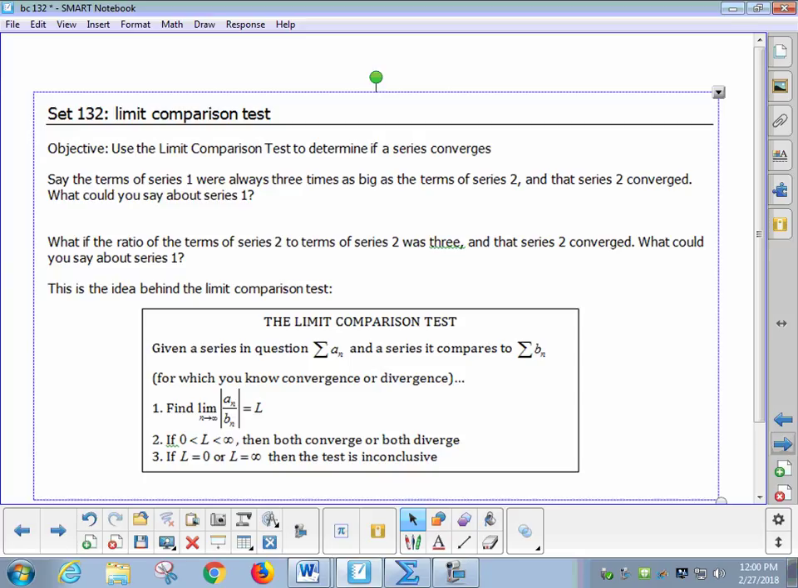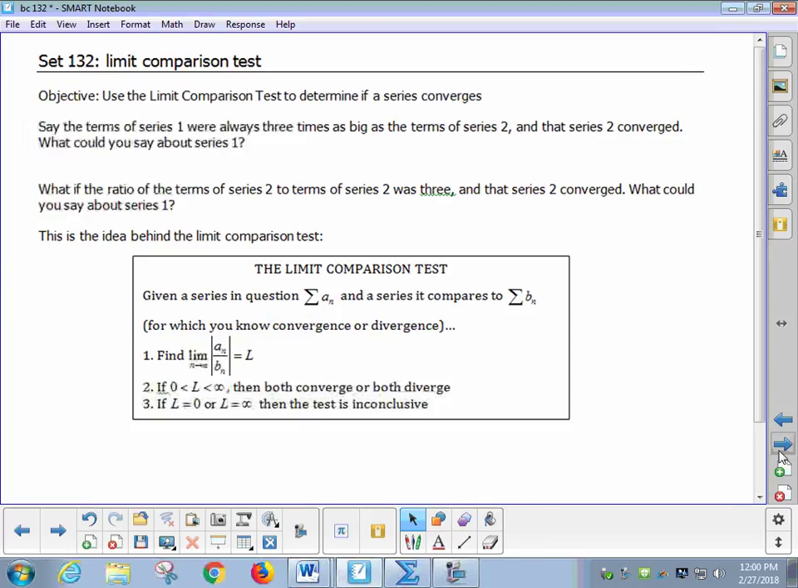Why does that refuse to be on? Okay, here we go. The thought process behind it, I'll show you the formal test in a second, but the thought process goes something like this. Say you had one series over here, and this series over here, all the terms of it were exactly twice as big as the starting series, yeah?